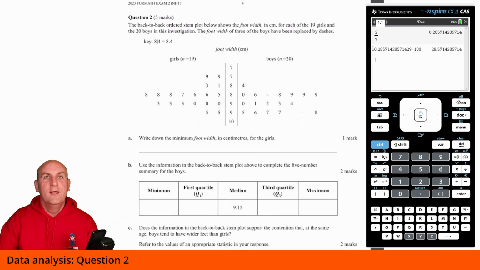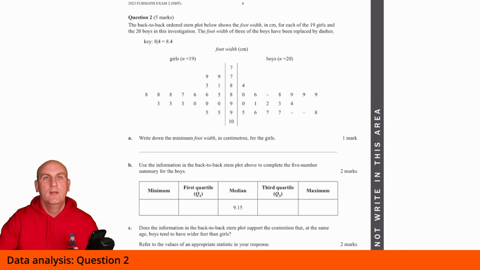Right. What's next? Let's move on to question number 2. The back-to-back ordered stem plot below shows the foot width in centimeters for each of the 19 girls and 20 boys in this investigation. The foot width of 3 of the boys has been replaced with dashes. Write down the minimum foot width in centimeters for the girls.